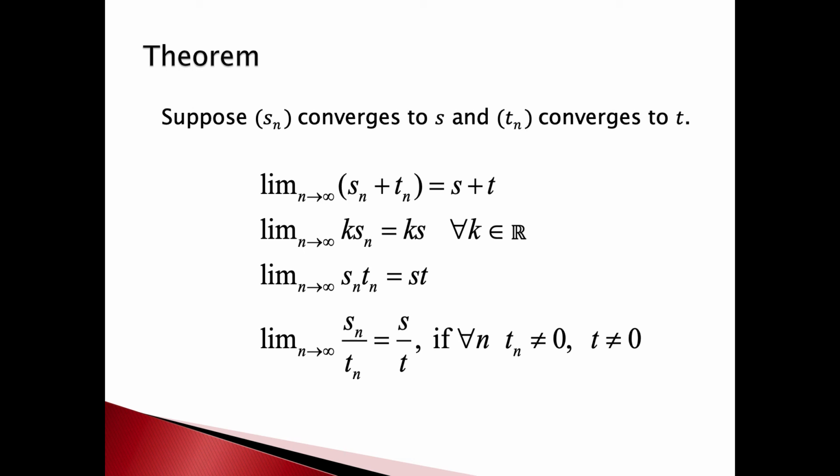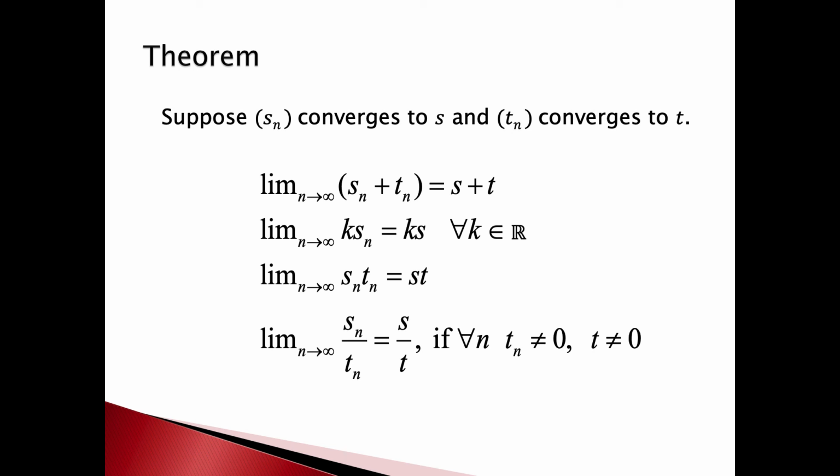Or if you take some real number k and multiply it by a sequence, then that sequence will still converge, again, if it did in the first place, and you'll just get k times what it converged to. Or if you multiply two sequences together, if they both converge, then when you multiply them together, they still converge, and the limit will be the product of what they converge to.